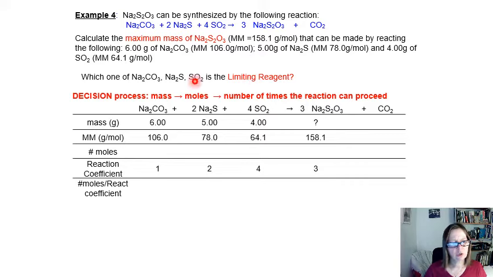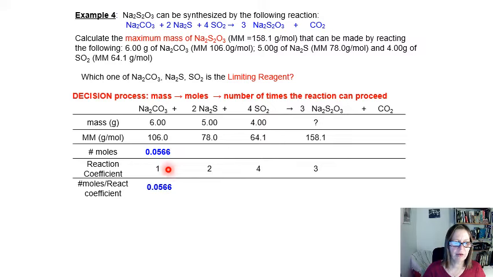For this, our decision process is going to be convert the masses in number of moles and figure out the number of times the reaction can proceed using the stoichiometric coefficient. So here we write a table with the masses of all 3 reagents, the molar masses for all three reagents, and we calculate the number of moles.